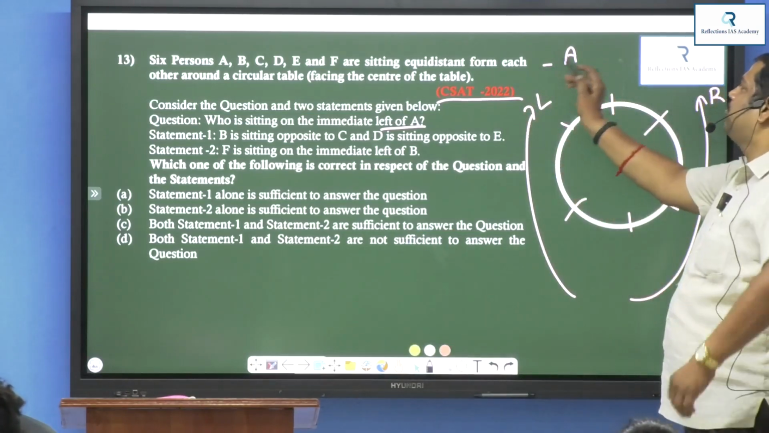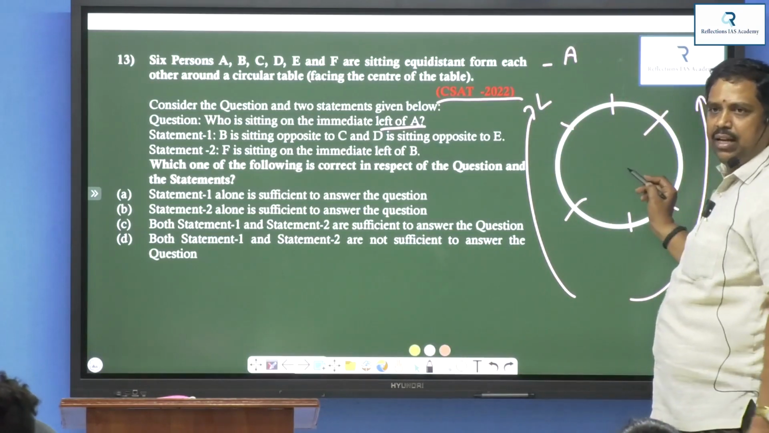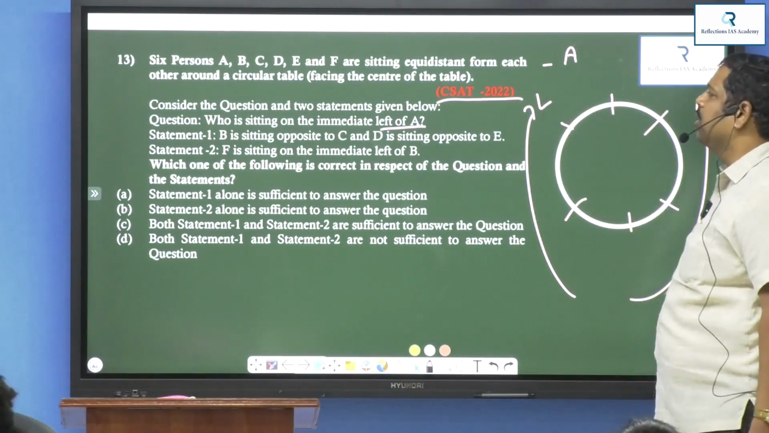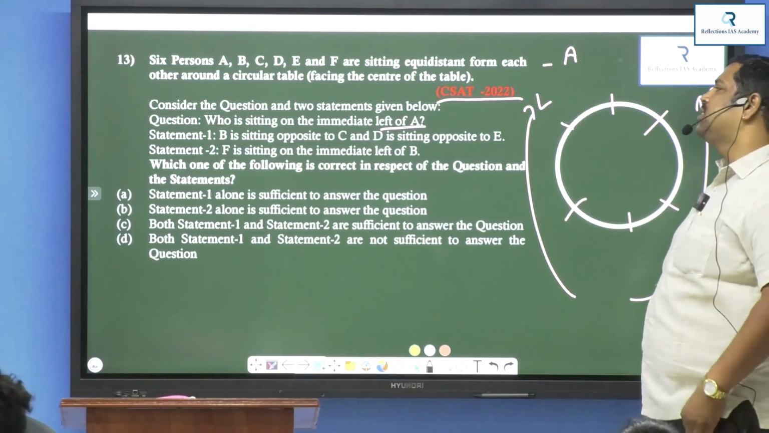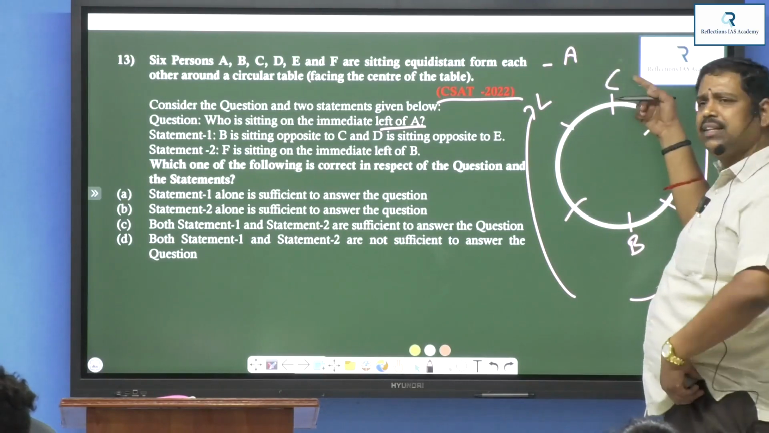Who is immediate left of A? A's immediate left means like this. In the clockwise direction, we have to think of A's immediate left. Okay, so the next one. B is sitting opposite to C. Okay, B is sitting opposite to C means if it is B, it is C. Can I write like this or reverse also?